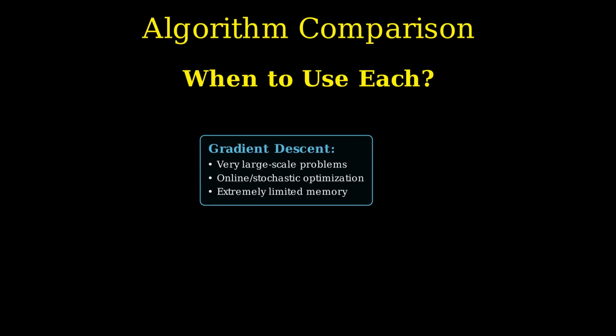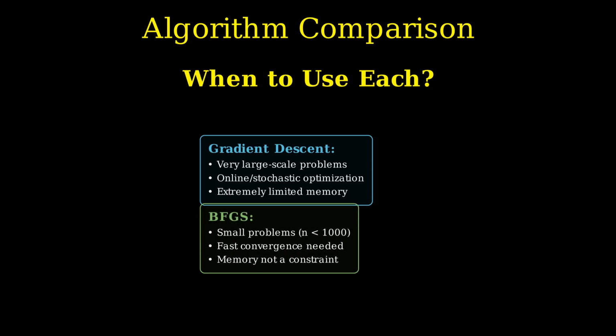So when should you use each method? Gradient descent. Used for very large-scale problems where even O of m times n memory is too much. Used for stochastic or online optimization where you're seeing streaming data. Used when you need absolute simplicity and your problem is well-conditioned. BFGS, used for small to medium problems, say up to 1,000 variables. Used when you need fast convergence and memory isn't a constraint. Used for problems where you can afford to store an n-by-n matrix.